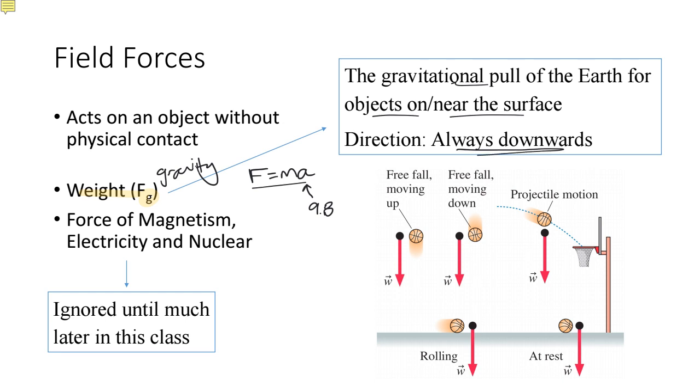Gravity always pulls downwards. For example, let's say you have a pendulum swinging like this. Even at this point right here, even if the tension is pulling this way, your gravity is always going to be pulling directly straight down, regardless of which direction it's moving. These last examples of field forces, such as the magnetic field, the electric field, and the nuclear field, we're going to ignore until much later in this class. So these will come back around. Just know that they're examples of field forces that can act on an object without physical contact.